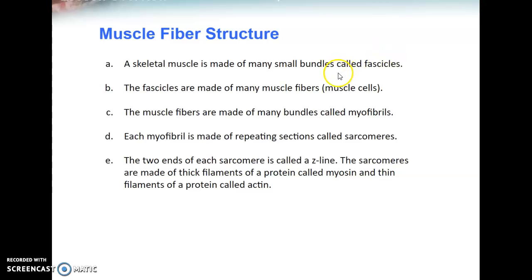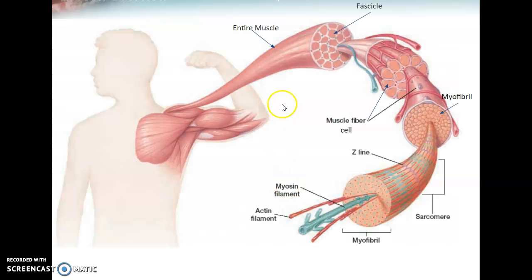So the whole muscle is made of many smaller pieces called fascicles. The fascicles are made of many muscle cells or fibers. And the muscle fibers, the muscle cells, are made of myofibrils, and each myofibril is made of a piece called a sarcomere. A sarcomere has ends called Z-lines and thick and thin proteins. The thick protein is called myosin, the thin is called actin. Let me show you a picture of it because it makes a heck of a lot more sense.